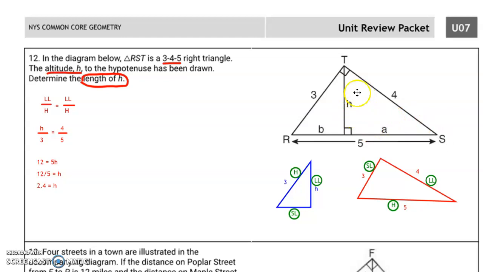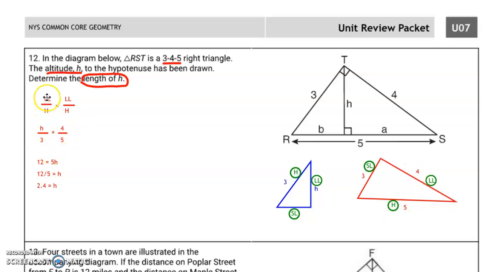Then I know that I need a triangle that has h in it, so I selected this smaller triangle. I could have selected the other one as well; I would have gotten the same answer. I know that the hypotenuse of this smaller triangle is 3. The longer leg of the triangle, I should say, is h, and I know that the hypotenuse and the longer leg are 5 and 4 respectively of the larger triangle.